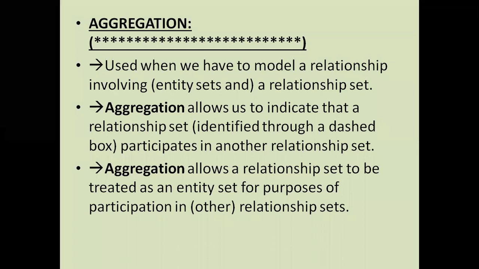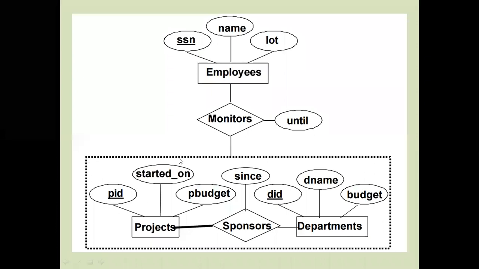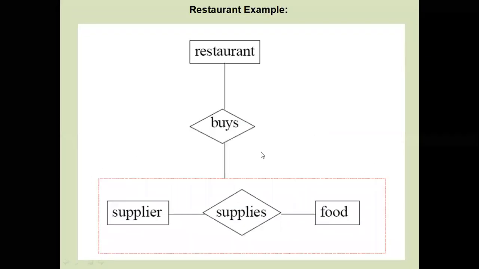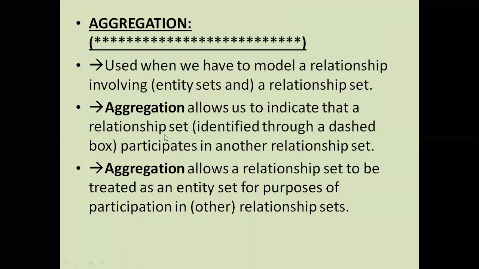So that means one person is there performing the monitoring, to check whether that relationship is properly maintained or not. That type of thing is done by using aggregation, and it is represented by using these dashed lines. So here we need to model the relationship.